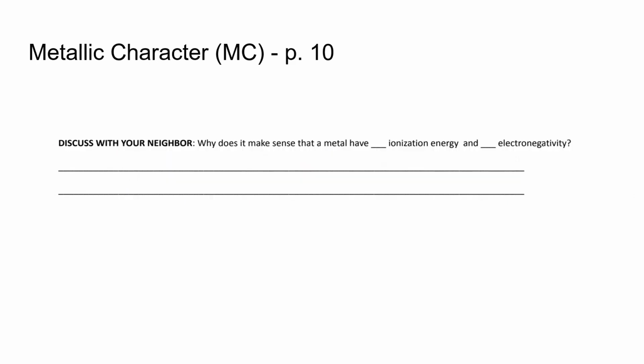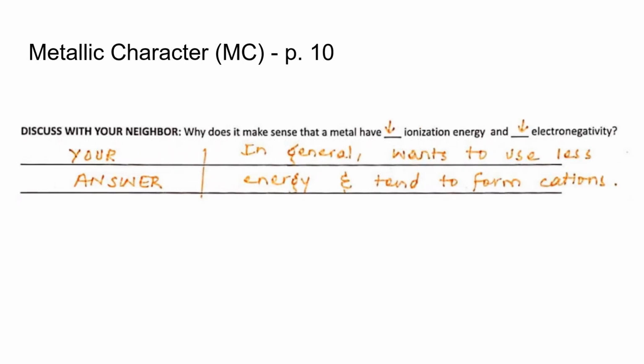Now, next up, pause the video and think about this question. Why does it make sense that metals generally have, we said they have a lower ionization energy and lower electronegativity compared to nonmetals? So, you can have certainly different types of answers, but in general, your answer should be something along the lines of metals want to form cations. So it's because they want to lose their electrons to have the complete octet. And it's very hard for them to gain electrons.